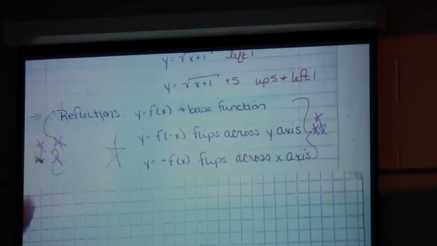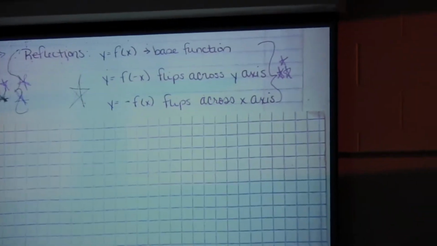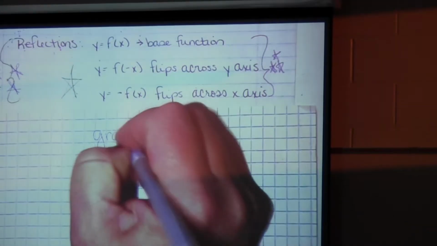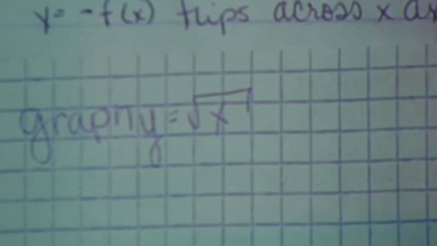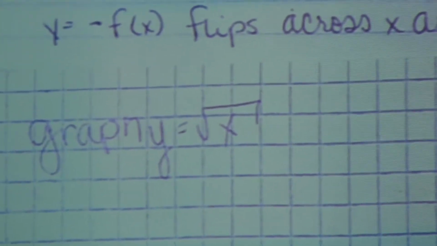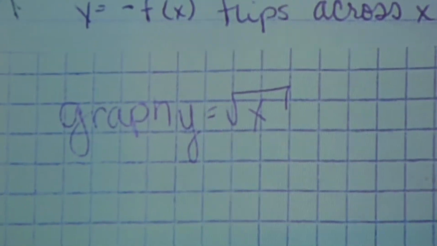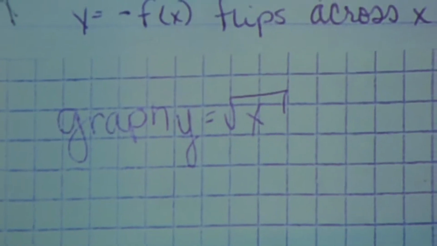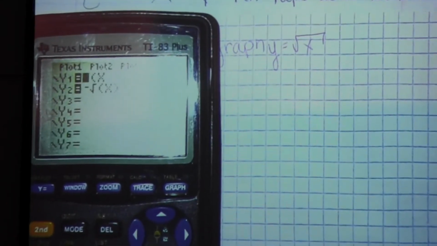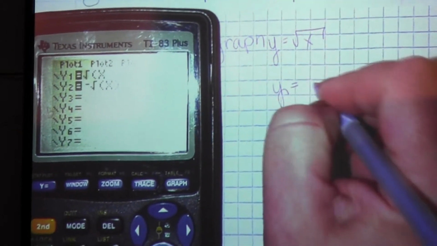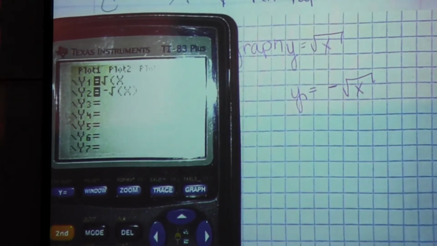Okay, so how does that work then? I want you to go back to your graph of the square root of x. So everybody go ahead, back to your y equals, and make just one that says the square root of x. And you should start off where you did before. Then I want you to graph in the second line y equals negative the square root of x.